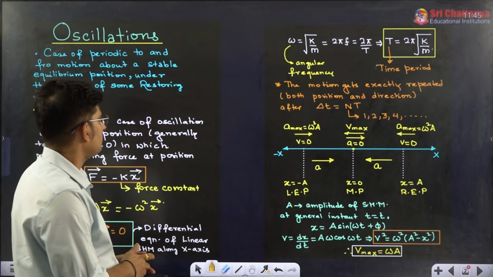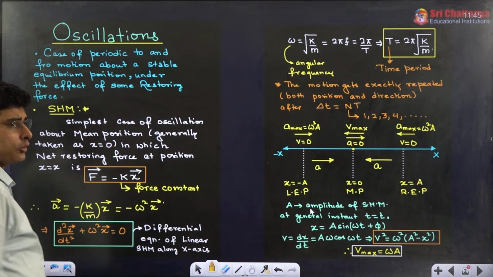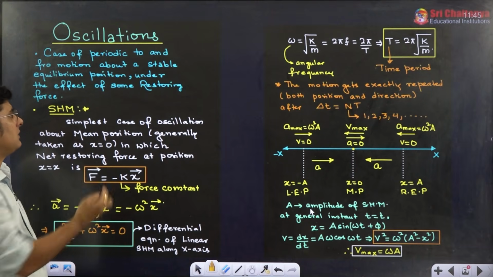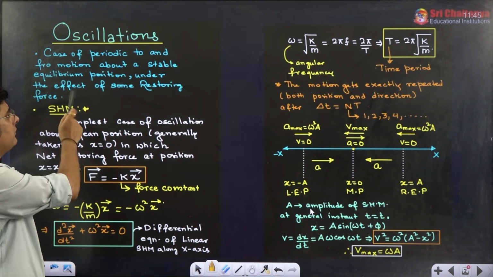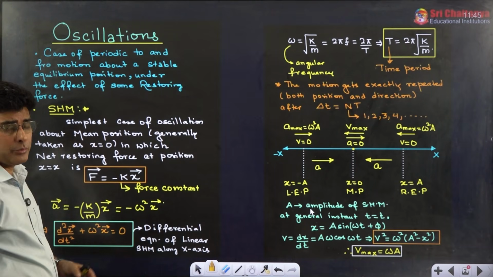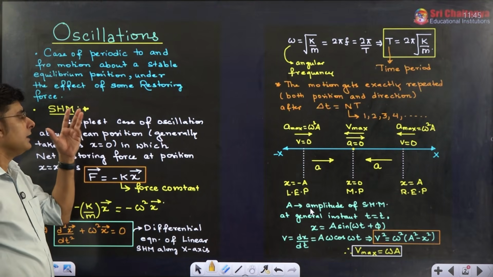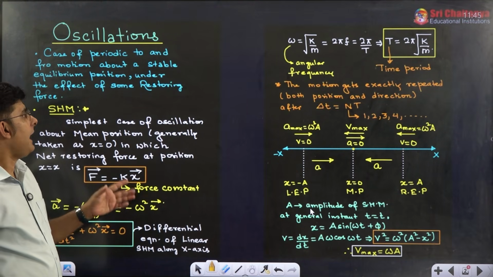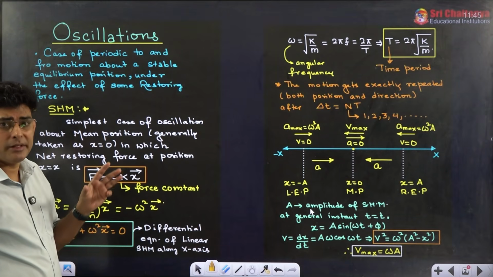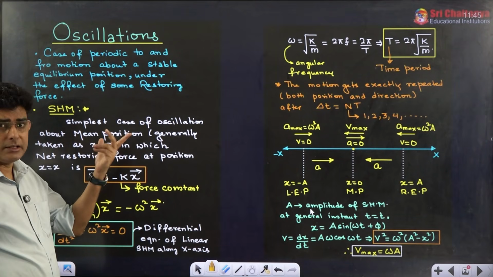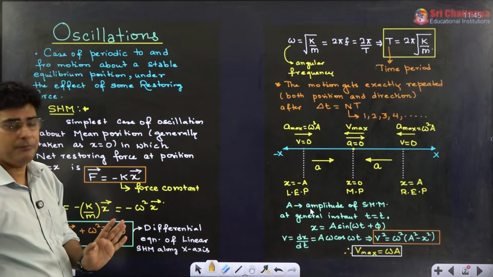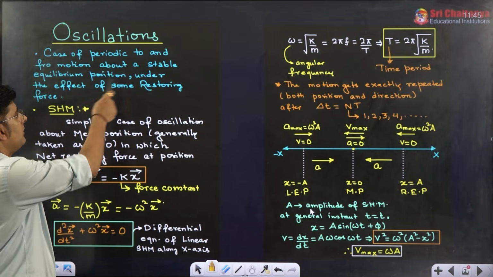So here first we talk about oscillations. Now about oscillations, what we know, oscillations is a case of periodic to and fro motion about a stable equilibrium position. Stable equilibrium position means where the net external force is 0, net torque is 0 and the total energy remains conserved, and energy obviously will remain conserved, but at stable equilibrium position the potential energy will be minimum. So that condition we call as stable equilibrium position.